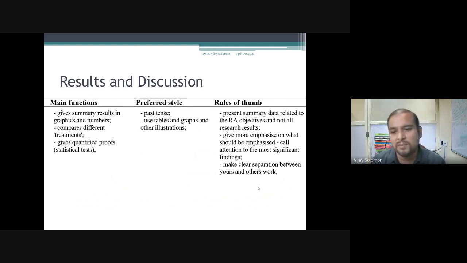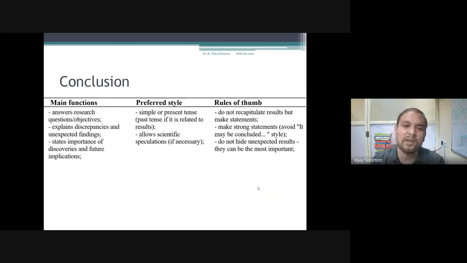The rule of thumb is you present the data in connection with the objectives that you have raised. Give more emphasis on what should be emphasized. You don't want to give all the data, and you don't want to rephrase all the numbers that are there in the table. Make a clear separation between your work and other work. Wherever possible, you get help from the literature, and whether your result is in line with others or not, you make sure that you touch upon that.